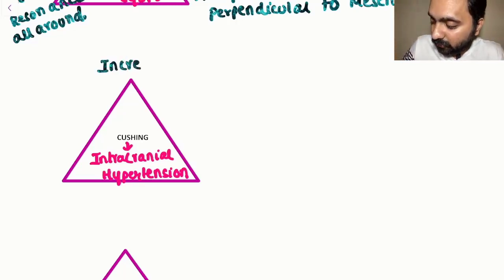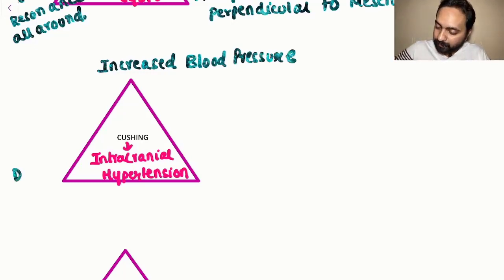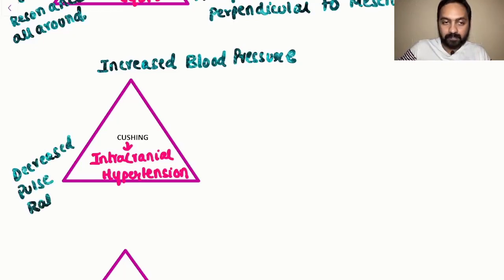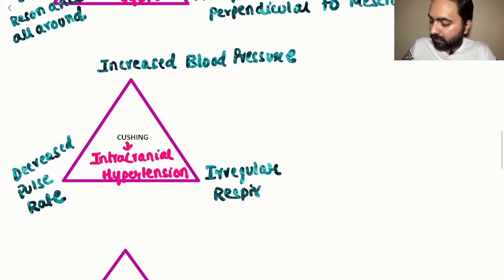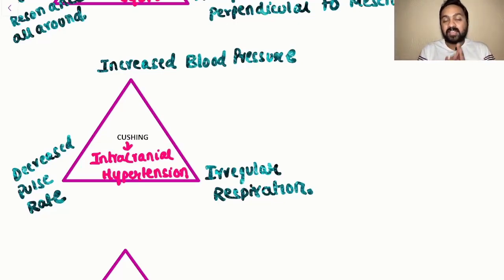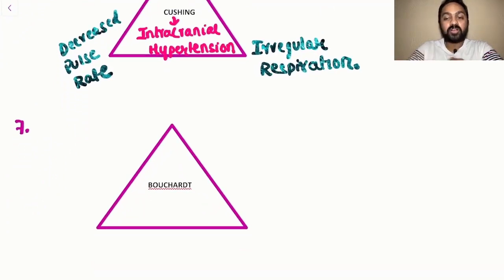First you have your increased blood pressure, then we have your decreased pulse rate, and then we have your irregular respiration, right? So please do not forget this triad, as you find generally this in your head trauma patients and patients with your intracranial hypertension. Now moving down to the next triad, we have your Bouchard's triad.